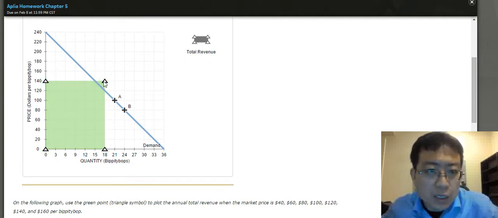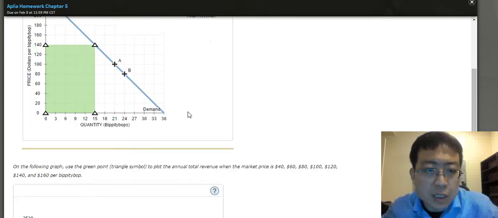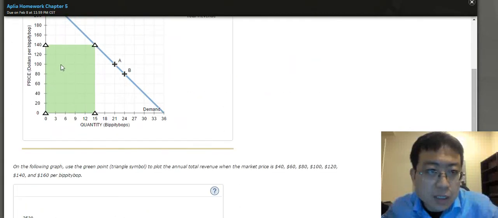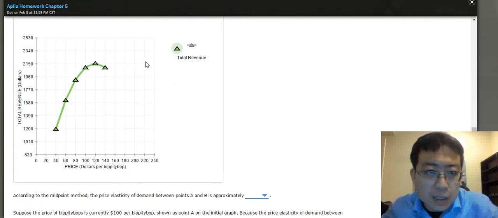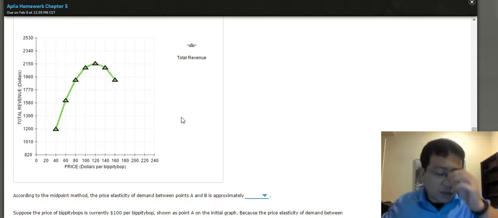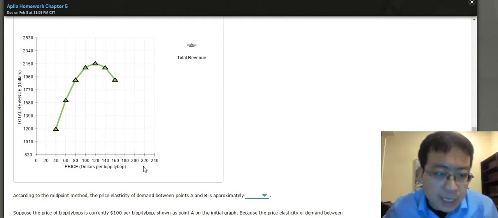And the next one 140. Drag over here, click on it. 2100 again. So 140 will be 2100, and the last one 160. Click on it. 1920. There you go. Okay, so this is how you plot the curves. And then let's answer the next question.